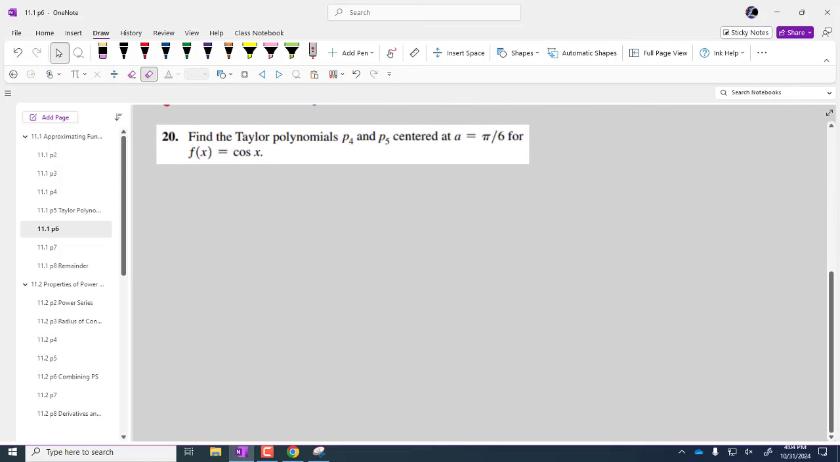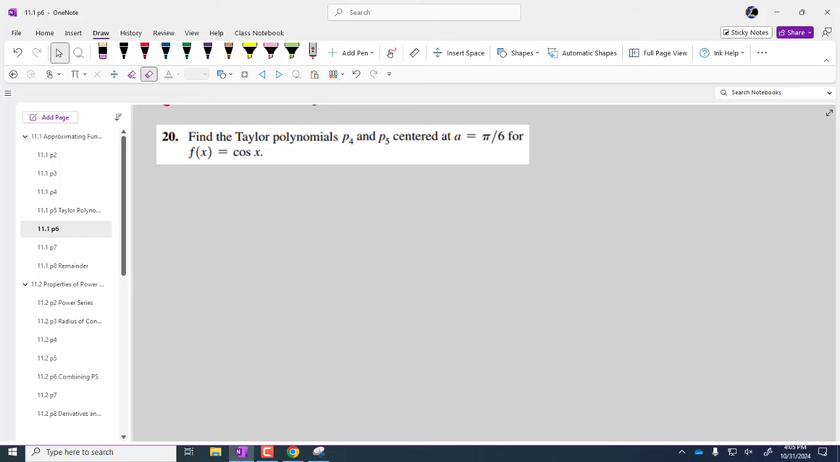All right, try this one. This one's a periodic function, so it's going to look a little different. Here they're saying just find P4 and P5. So go with P5, centered at pi over 6. You want to get in the habit of writing out these columns in a nice, efficient way, because it's easy to get confused if you aren't being careful.